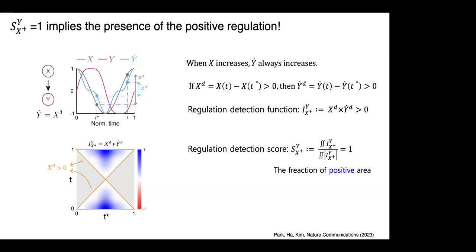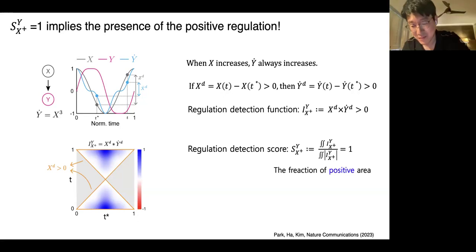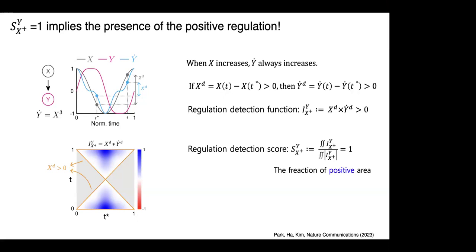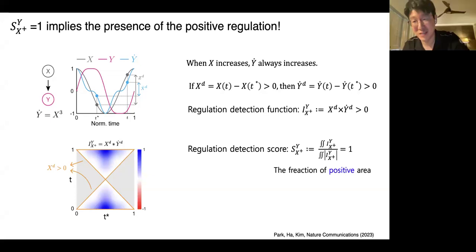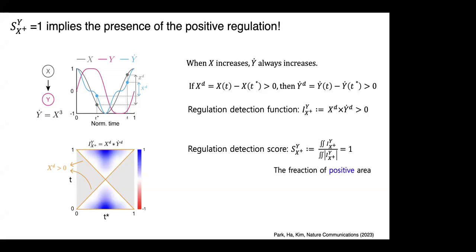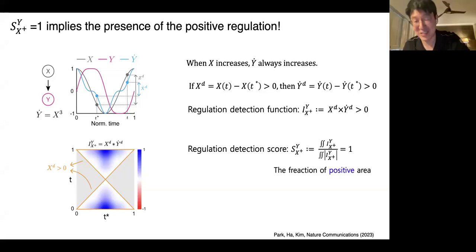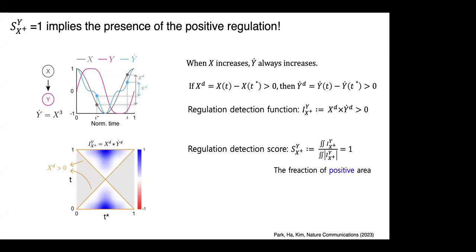Yeah, that's very interesting. I'm also curious. So does that mean that it's identifiable, such that you can know if this directed edge is pointing from X to Y or from Y to X? Yes, coming from this kind of regulation detection score. Yes, correct. I see. Yeah, that's super interesting.